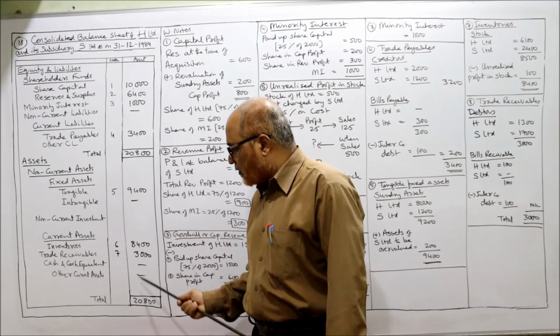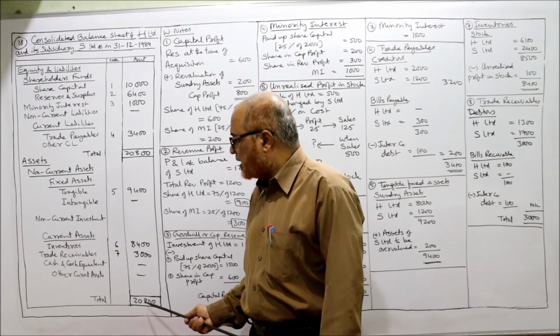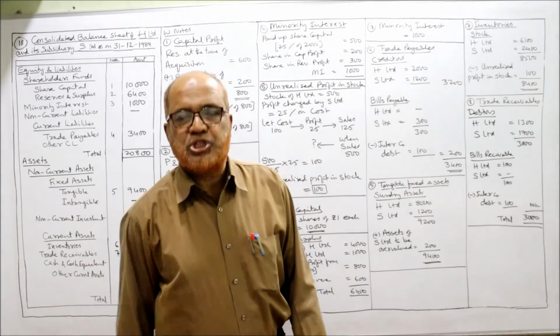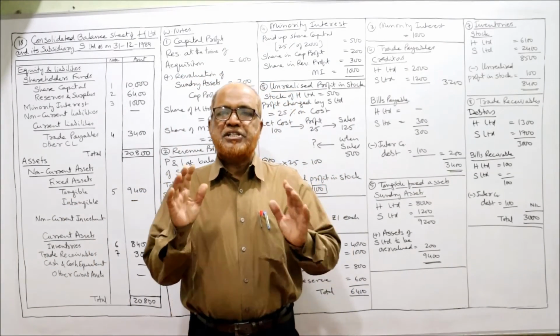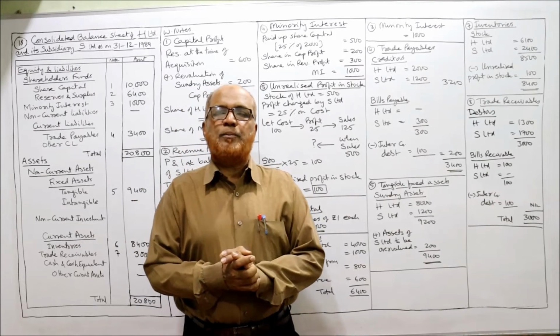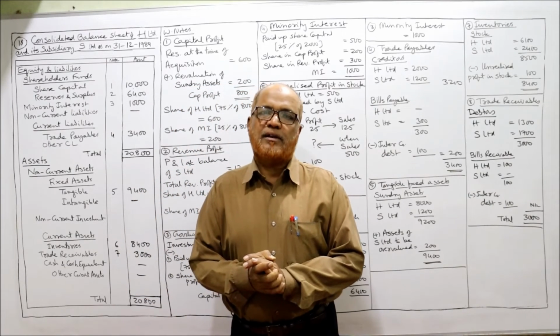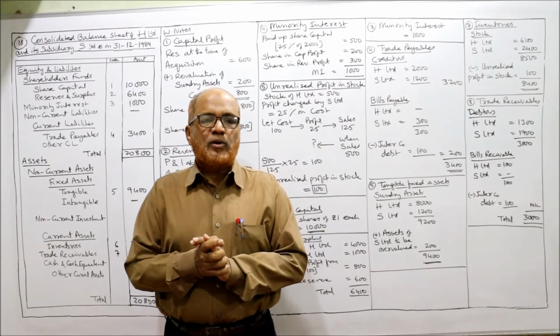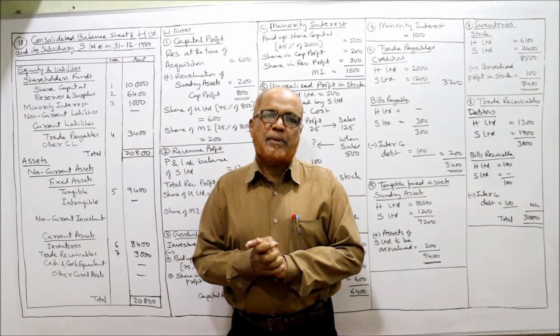Now take the total of the asset side, 20,800. That's it. So we have completed the balance sheet. 18th problem. This is the last and final problem on holding companies. So in the next video I'm going to start on electricity companies.